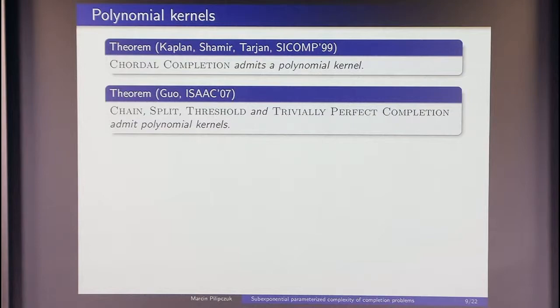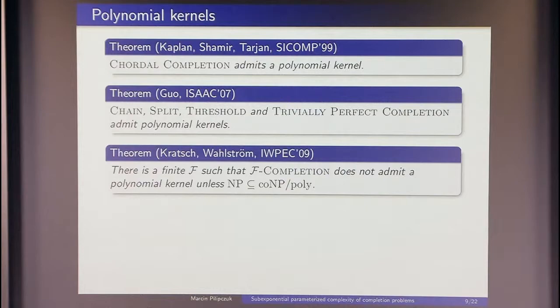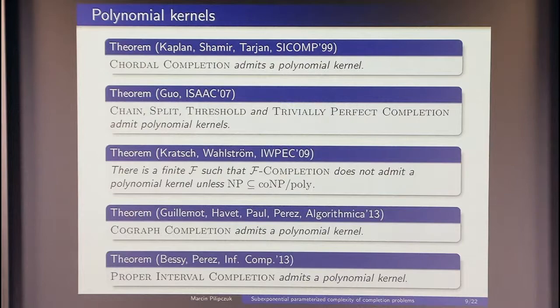There's a lower bound from IPEC a few years back that shows, for some small graph, like 8 vertices or 7 vertices, I don't remember exactly, that completion to kill all these graphs actually doesn't admit a polynomial kernel. So in some sense this effect can cascade. But still, the interesting, natural graph classes turned out mostly to have polynomial kernels.